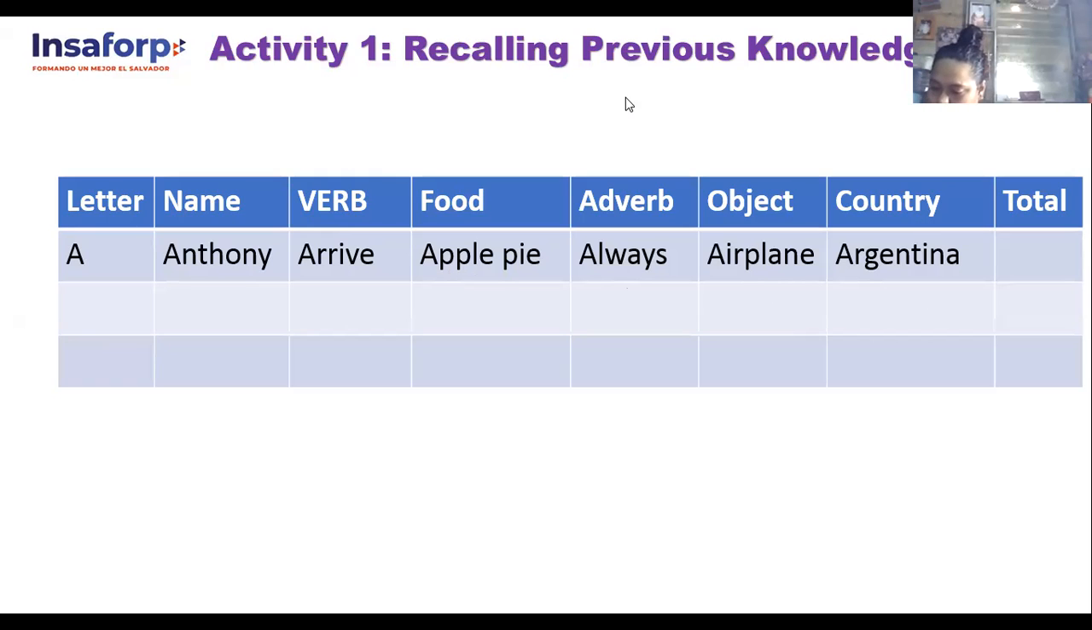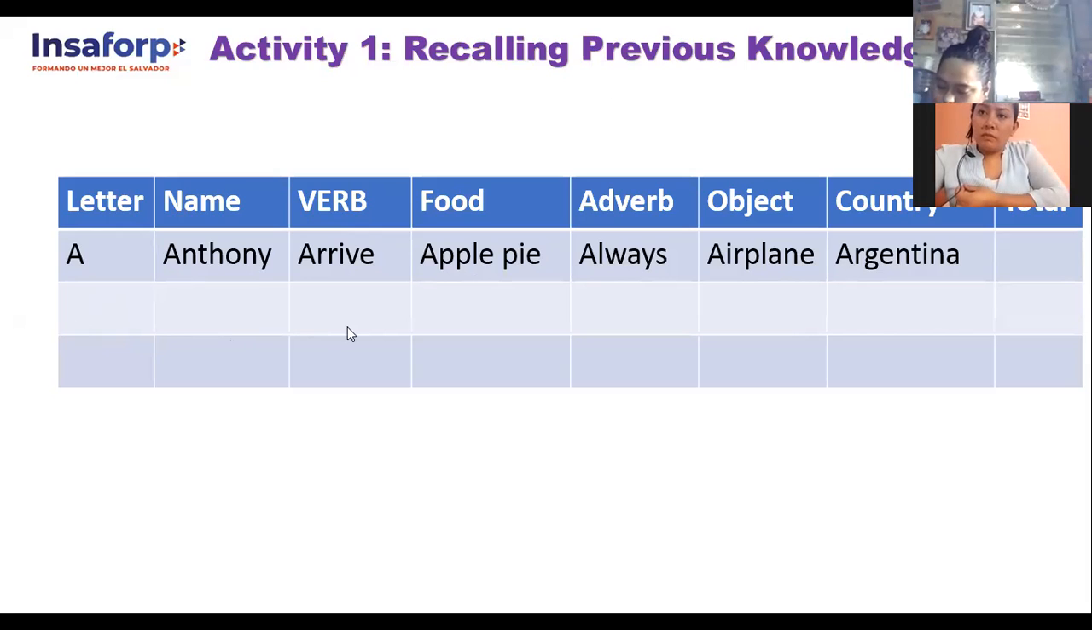So with the letter S, you have to look for a name. Tiene que tener un nombre con S, with S. A verb with S. Food with S. Adverb with S. Object with S. And country with S.